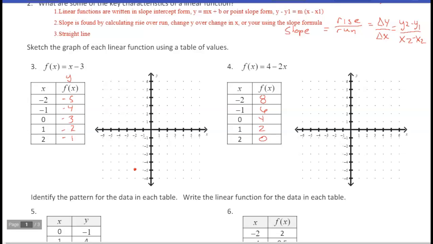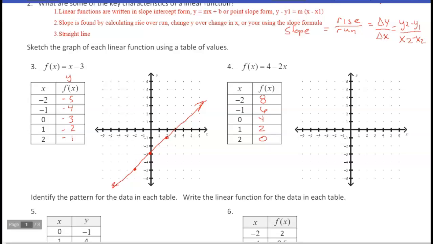And probably do 3 points, and 0, -3. I don't have to do them all. And then 2, -1. And since it says sketch, I'm not going to use a straight edge. I'm just going to make sure I try to go through those 3 points. There's one. Come over here, 4 minus 2x.